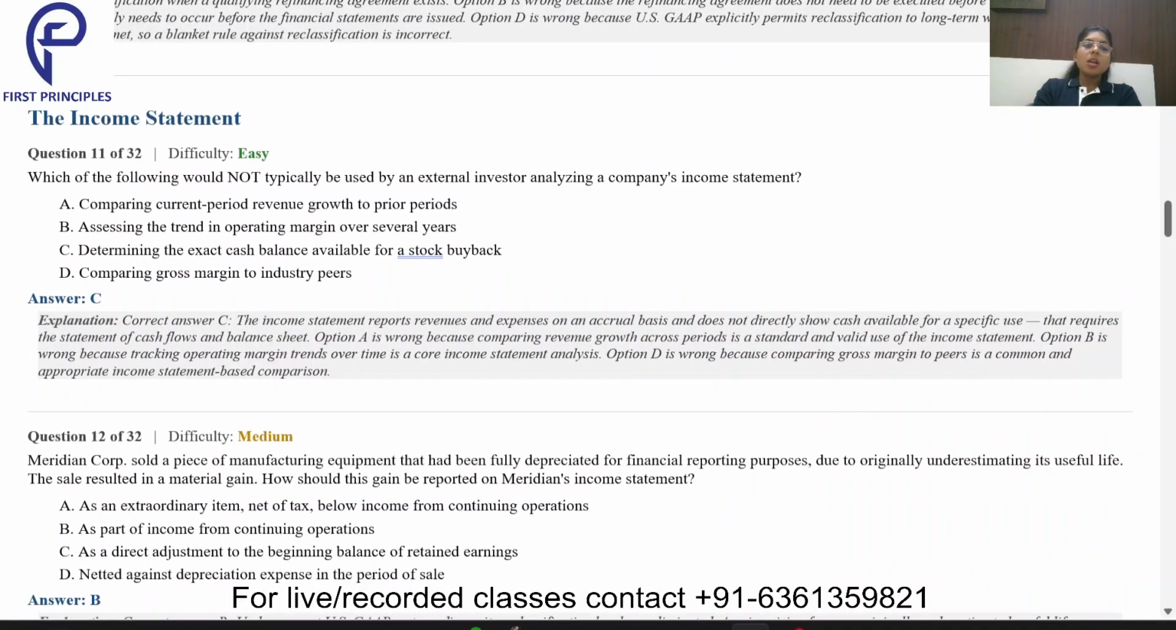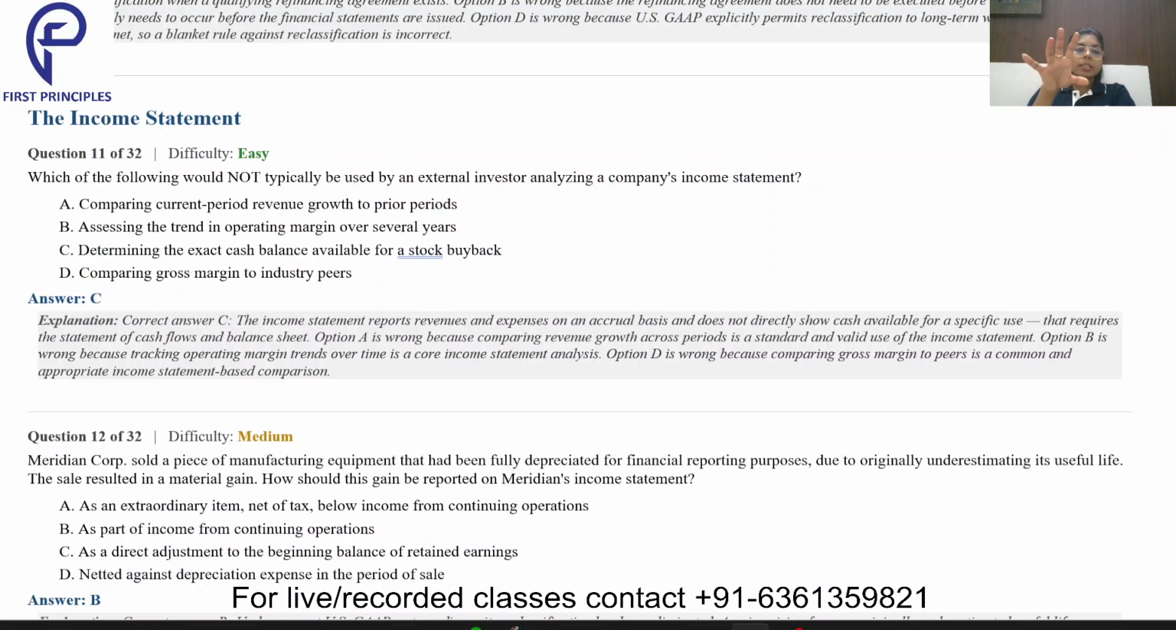Question number 11. Which of the following would not typically be used by an external investor analyzing a company's income statement? So, what should not typically be used by an external investor while analyzing a company's income statement? What will they not use? So, first of all, comparing current period revenue growth to prior periods.